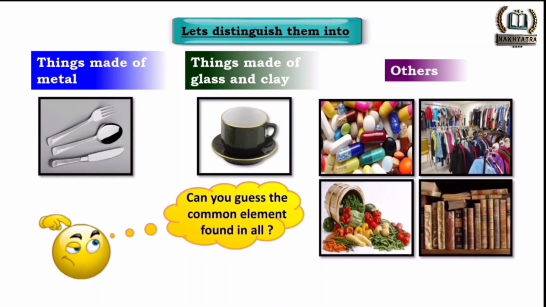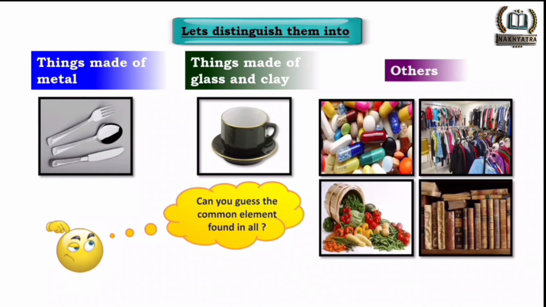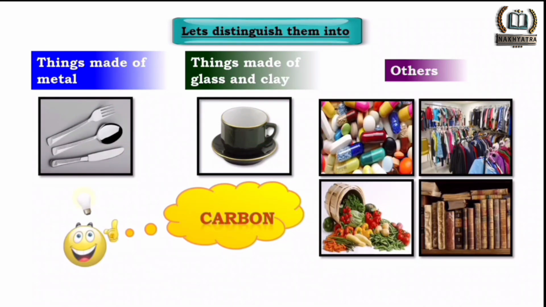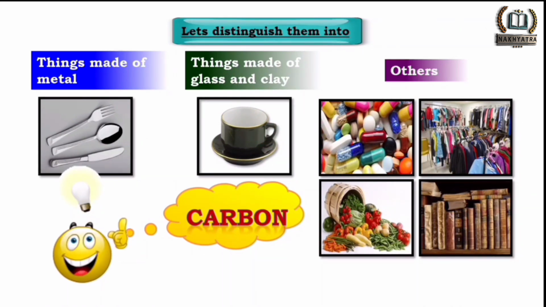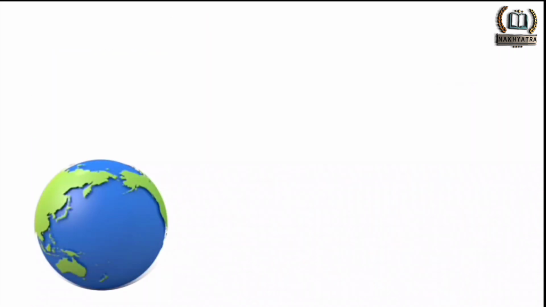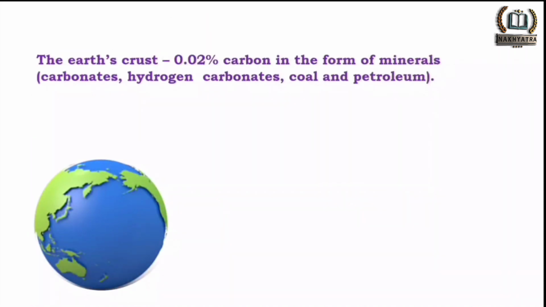So can you guess the common element found in all of these? The common element we can find is carbon. Okay. Now see, in the Earth's crust, 0.02% carbon is found in the form of minerals like carbonates, hydrogen carbonates, coal and petroleum. In the atmosphere, there is 0.03% carbon dioxide.